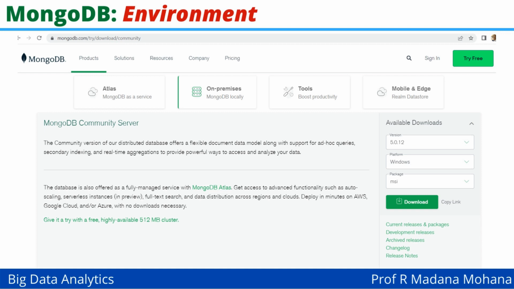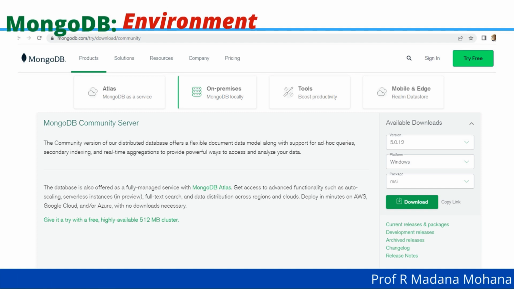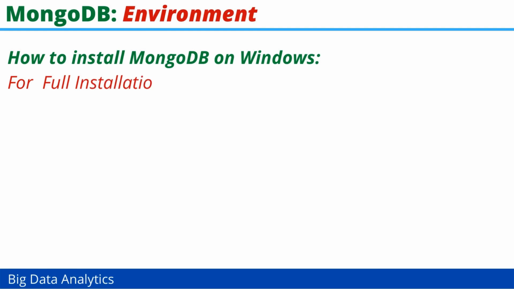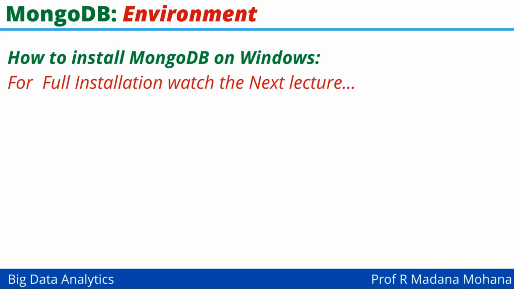Then for the platform you can select whether it is Linux or Windows. Now we are using Windows. Then the package formats MSI and zip are there. You can select either one, then click on download. Then the software will be downloaded automatically. After downloading the stable version of MongoDB for the Windows operating system, you have to install it. The full installation process will be available in the next video. Stay tuned for the next lecture for installation of MongoDB on the Windows environment.